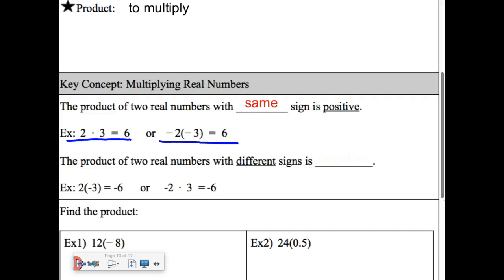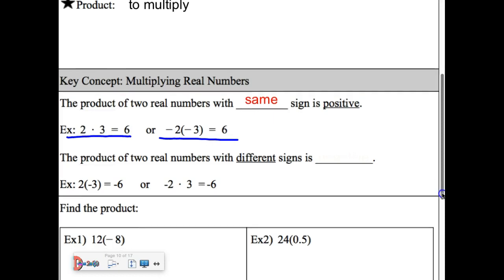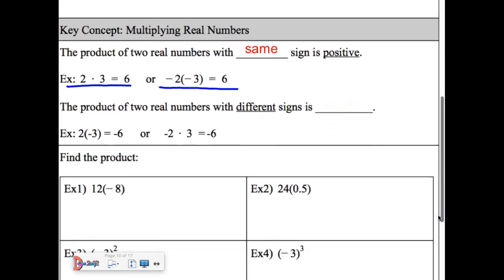I know a lot of us are thinking, you just told us to have a calculator. Well, sometimes our calculator doesn't know what to do properly with negatives, and if you put it into your calculator wrong, it is going to give you the wrong answer. Now, if you have the product of two numbers with different signs, this time your answer is going to be negative. So, for example, a positive times a negative, your answer is going to be negative. And if it was flipped, if that 2 this time is negative and that 3 was positive, we're going to get a negative.